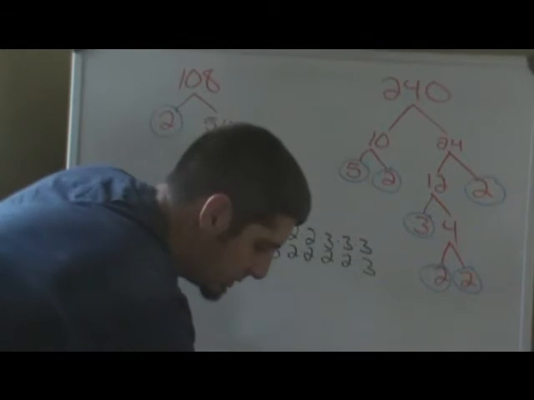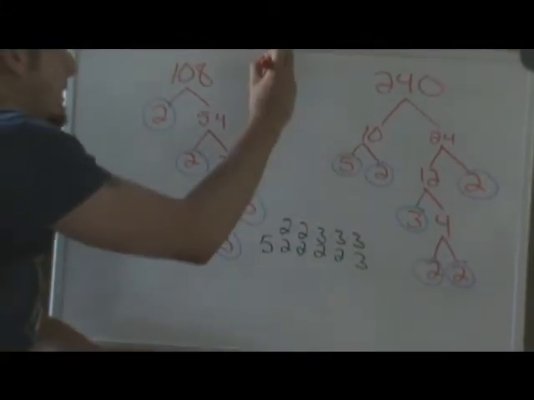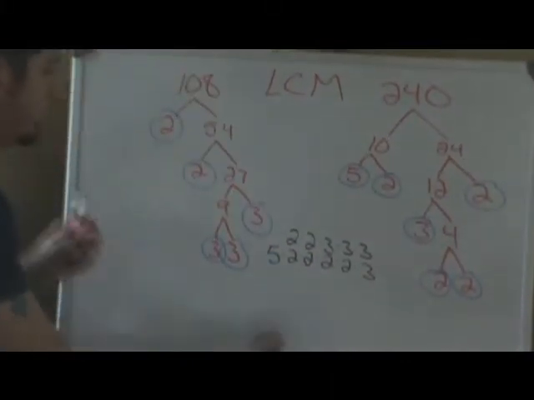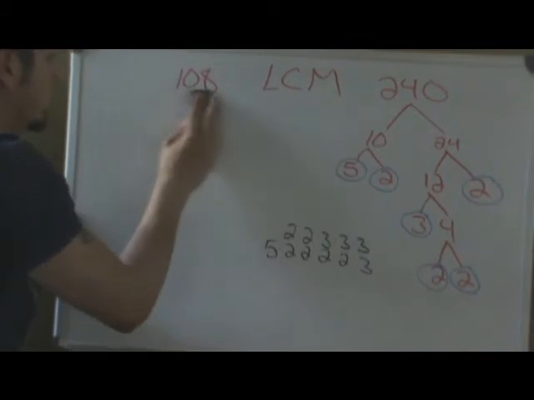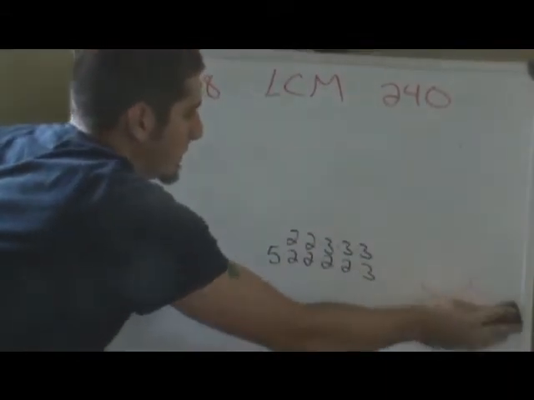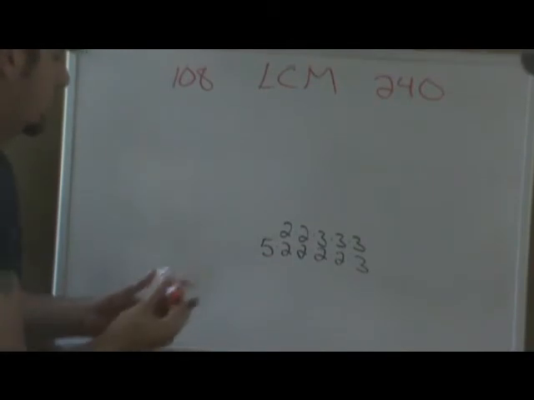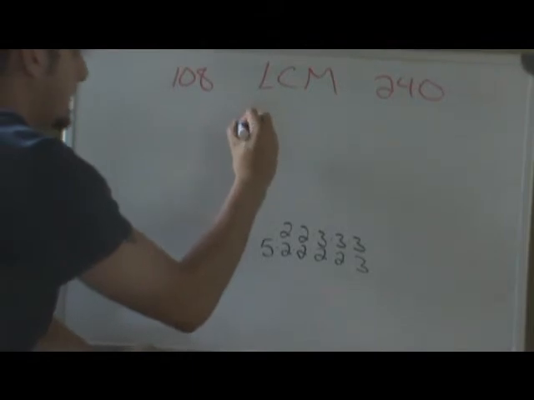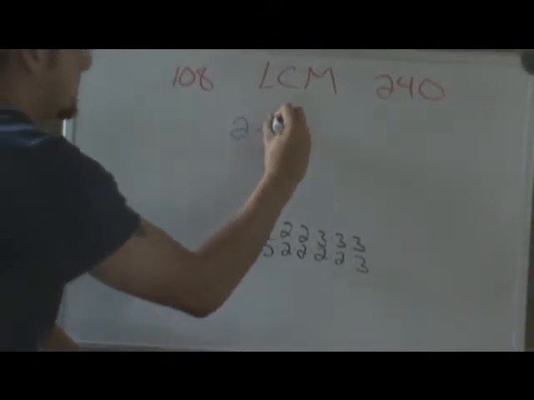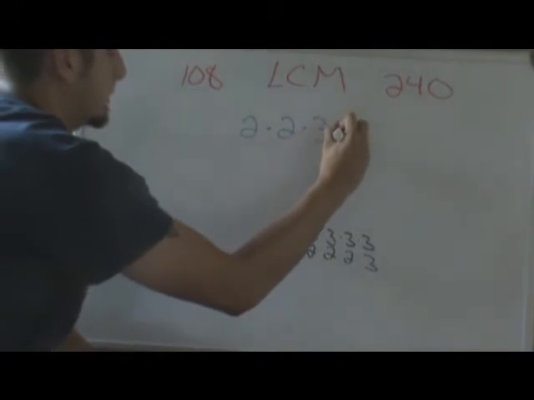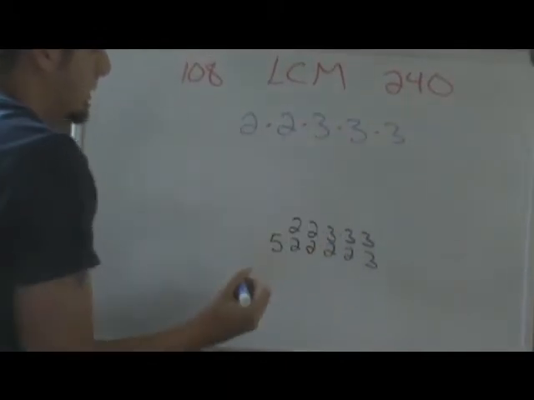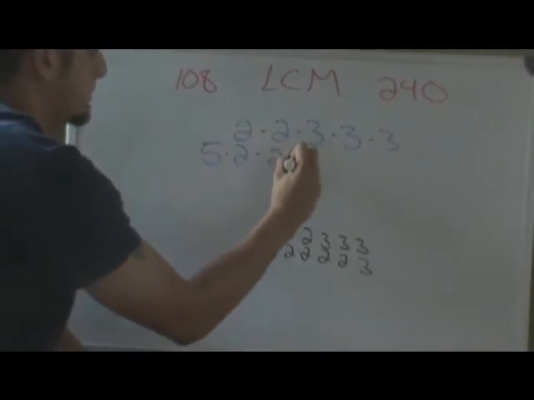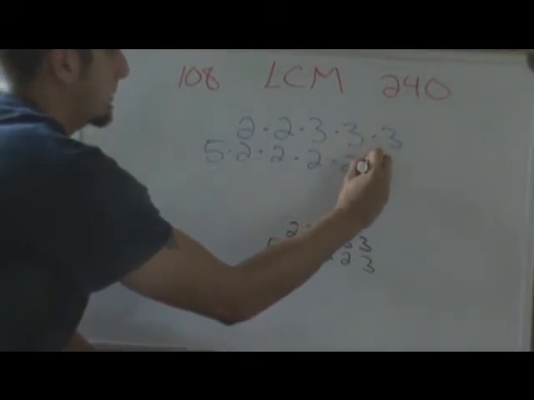Okay, so first step to finding the LCM of these two numbers is to find their prime factorizations. I've written their prime factorizations out. I'm just going to make them a little bit bigger so it's easier to see them. For 108 we have 2 times 2 times 3 times 3 times 3. For 240 we have 5 times 2 times 2 times 2 times 2 times 3.